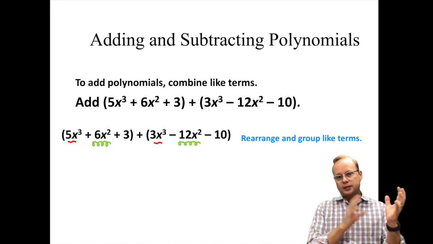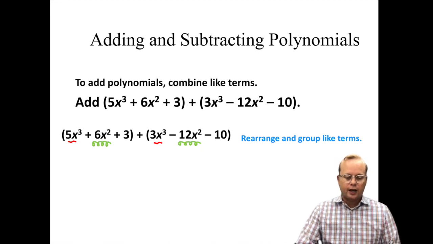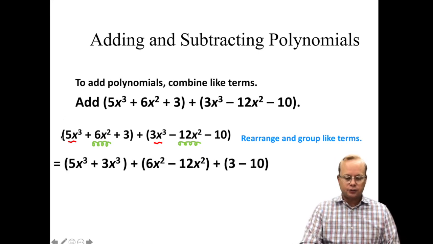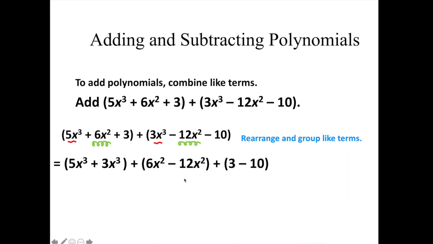So the 3 and the negative 10 will always go together. Okay, I'm going to bunch these just a little bit just to make it clear. This 5x cubed and the 3x cubed, I'm going to put those two together. Okay, 6x squared, negative 12x squared, put those two together. And then now I'm just going to combine all of those. And when I do that, here we go.